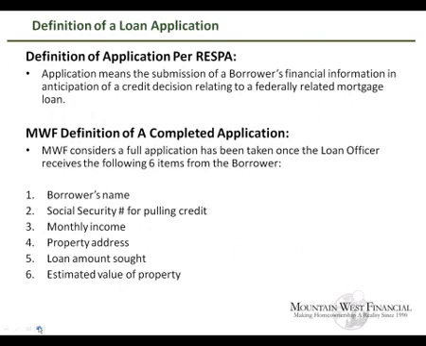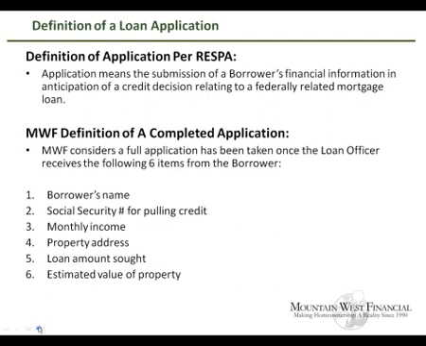How does the loan officer know when they have a complete application? And at what point is it required that the initial disclosure package be given to the borrower? Well, Mountain West Financial defines a completed application as taken as soon as the loan officer has received the following 6 items from the borrower. Those items would include the borrower's name, Social Security number for pulling credit, the monthly income, the property address, the loan amount sought, and the estimated value of the property.